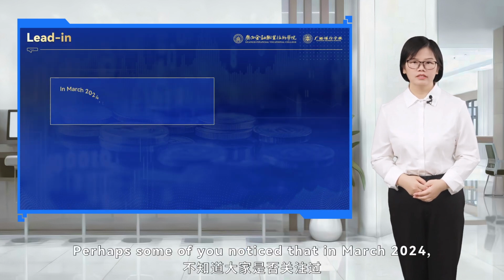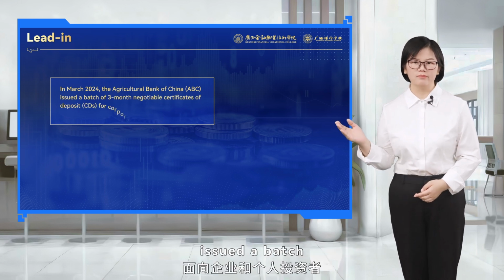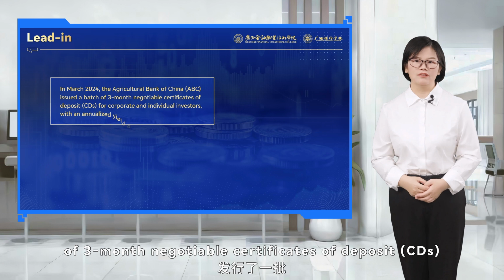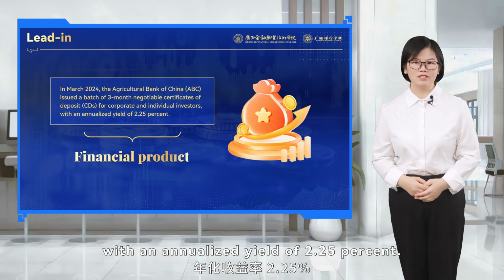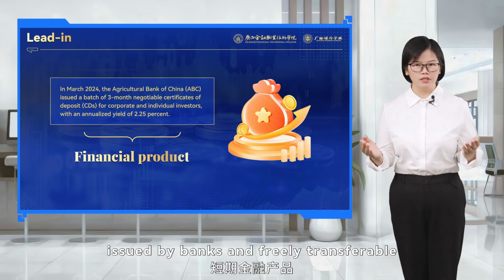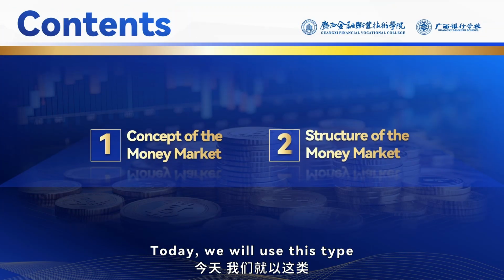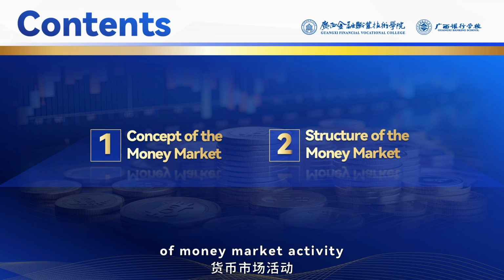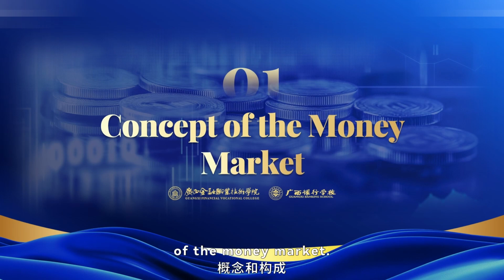Perhaps some of you noticed that in March 2024, the Agricultural Bank of China issued a batch of 3-month negotiable certificates of deposit for corporate and individual investors, with an annualized yield of 2.25%. This type of short-term financial product issued by banks and freely transferable is one of the key instruments in the money market. Today, we will use this type of money market activity as our starting point to learn about the concept and structure of the money market.